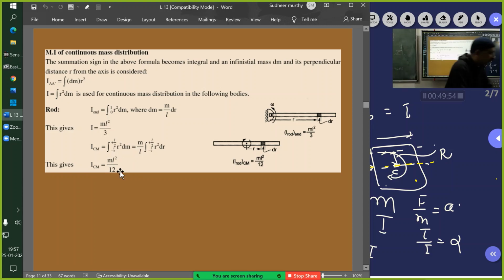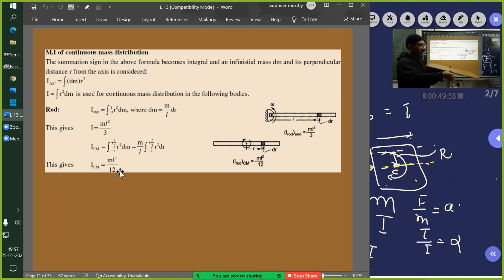That means if this was a rod, then I can easily twist it here. Why? The moment of inertia about this point, which passes through the center of mass, will be mL square by 12. If I take this rod at the center, it will be mL square by 12, which is less than mL square by 3 at the edge.